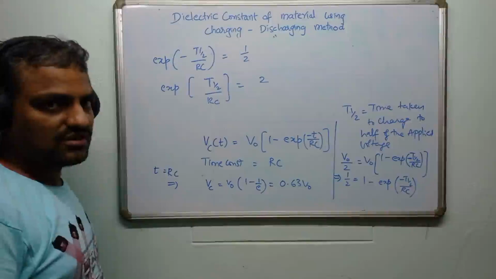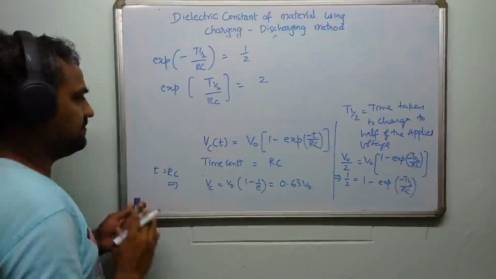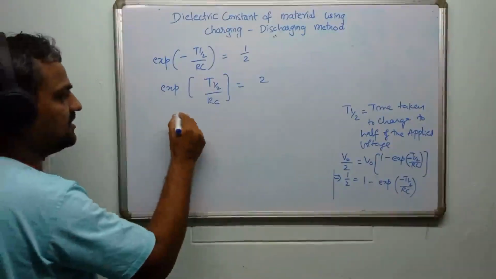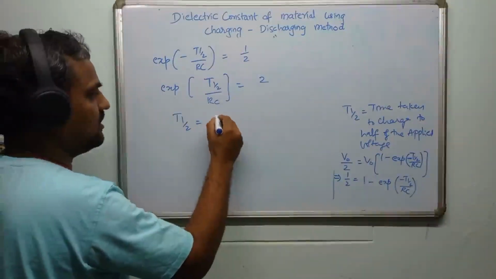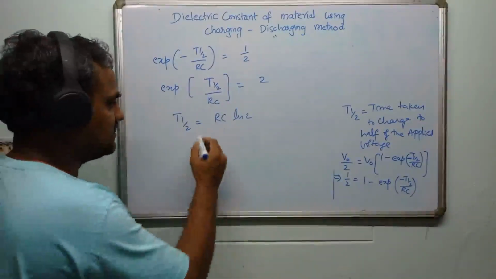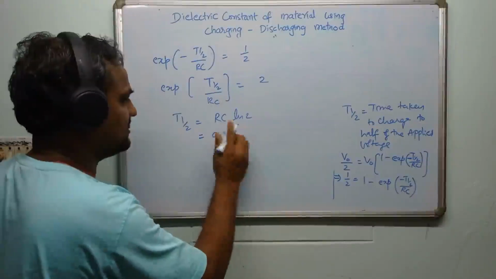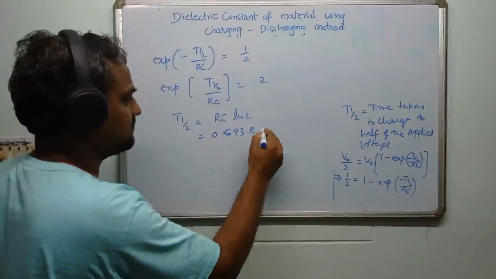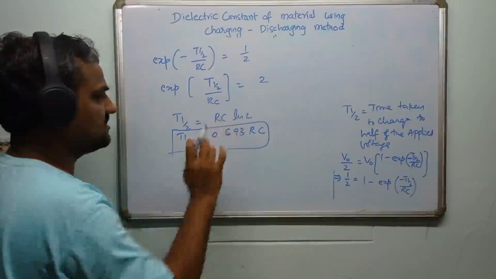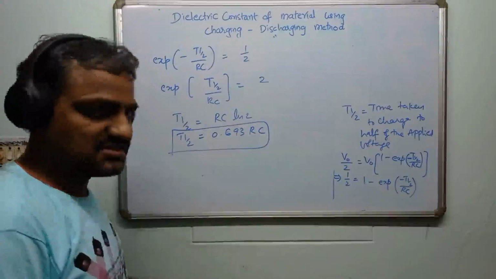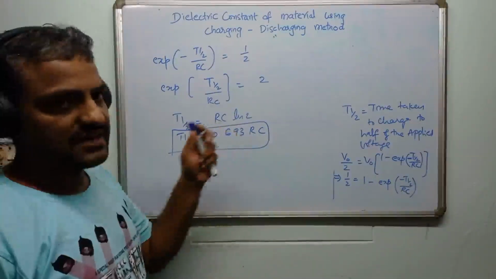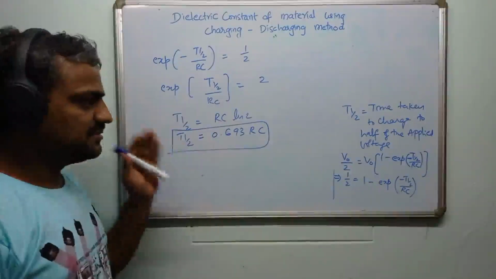If you apply natural logarithm on both sides, you're going to have T half equal to RC times ln 2. ln 2 is 0.693, so you can write this as 0.693 RC. This is the expression for the half time. And why we need this is because I want to have an expression for this capacitor C, and later I'll be using it for the determination of the dielectric constant epsilon R. Please keep it aside.